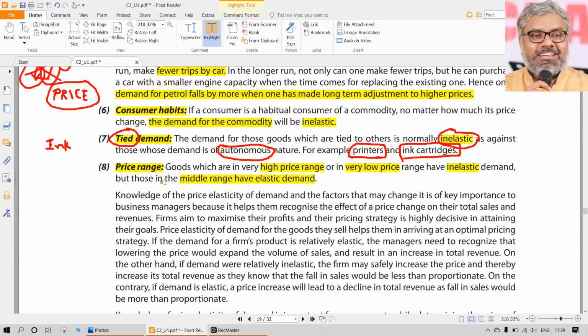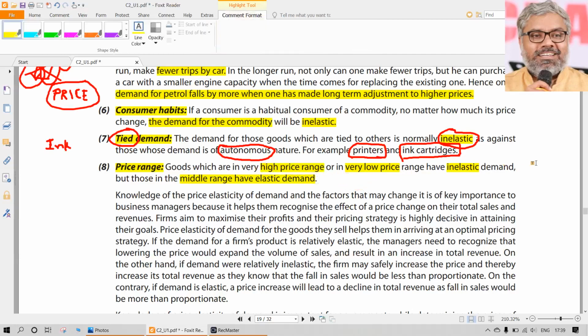So, very high price range. Once again, go back to the Veblen goods type. Say Mont Blanc pens, 15,000, 40,000 rupees, 1 lakh, 2 lakh rupees. Pens are available, Mont Blanc. Some products are there like that. So such commodities will have a high price range.